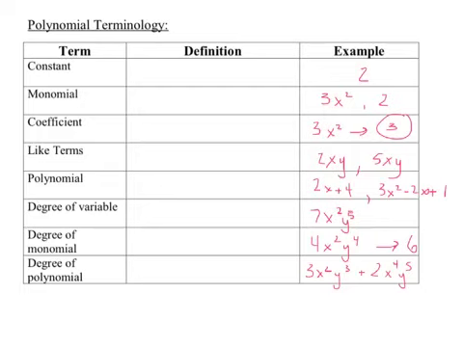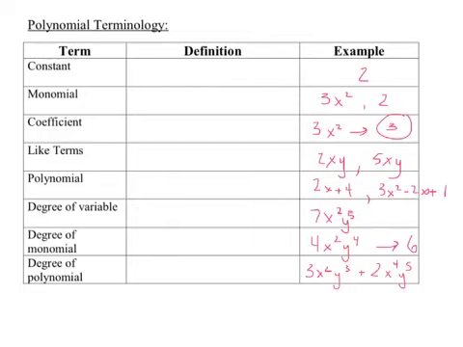okay, take a look at this one. 3x squared, y to the third, plus 2x to the fourth, y to the fifth. What is the degree of this monomial over here? This portion, what would the degree be from the previous line? How do you do it? What would it be? Three.